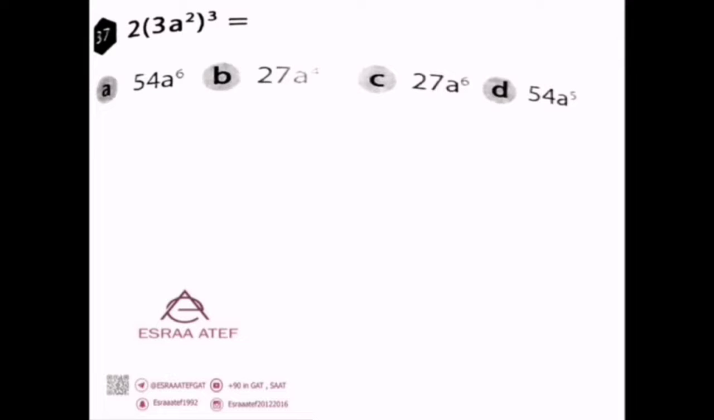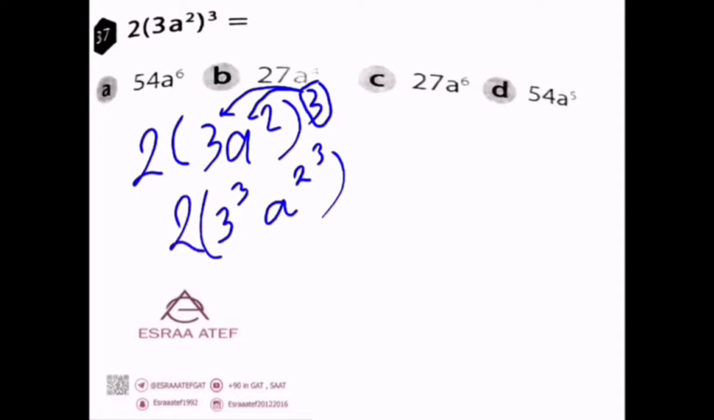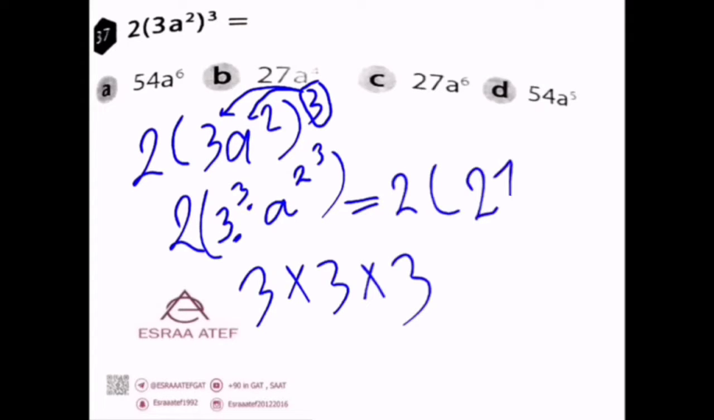Here we have 2 outside, and inside we have 3a squared, all cubed. How can we do it? First we will cube 3 and cube a squared. So 3 power of 3, and a, which is power by 2, and then power again by 3, and we have 2 outside. 3 power by 3 means 3 times 3 times 3, which is 27.